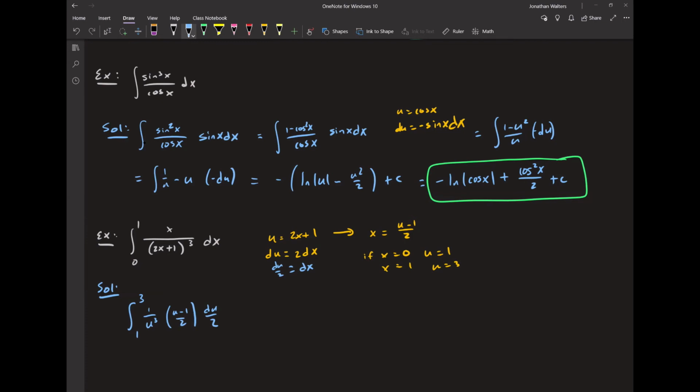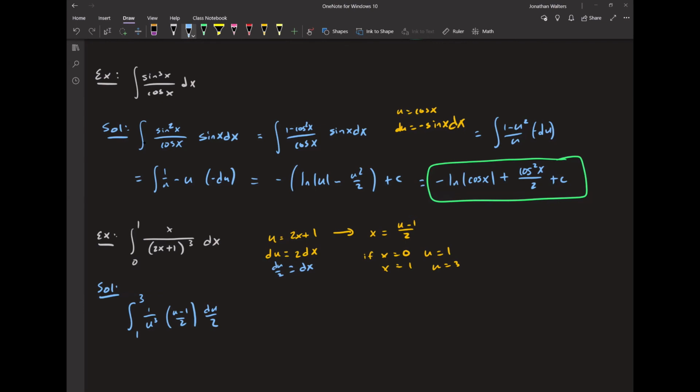So that's a u sub where I have to solve for the x in terms of u so that I can plug it back into my integral. So that's a little sneaky or a little tricky. But does it make sense what I did there? I kind of used the u sub for everything it was worth.